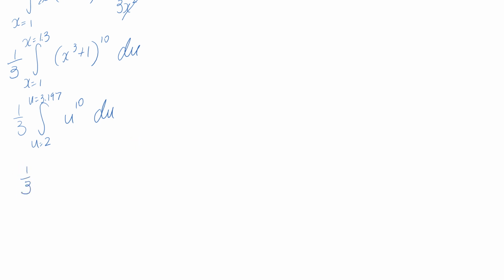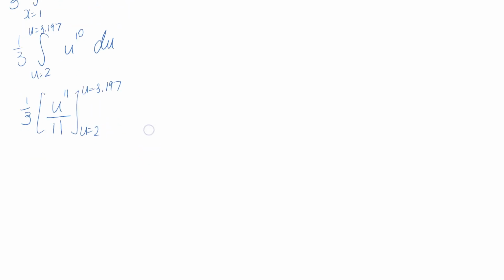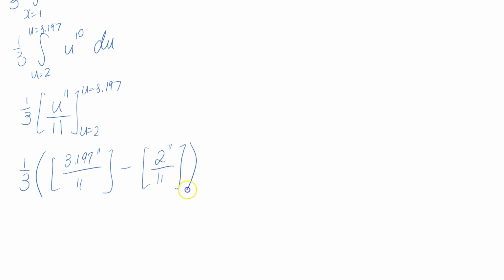So we've got this third constant out the front, but now we can do the integral of u to the power of 10. If we add 1 to the power, that goes to 11, and divide by the new power, which is 11, and we want to carry across our bounds. So u is 2, u is 3.197. So now it's just a case of actually doing the substitution of our bounds. We've got this third, which needs to be multiplied by everything. And if we put in the upper bound first, we get 3.197 to the power of 11 on 11. Minus, we put in our lower bound, so 2 to the power of 11 on 11.